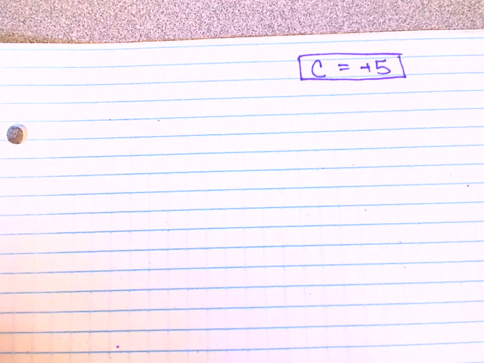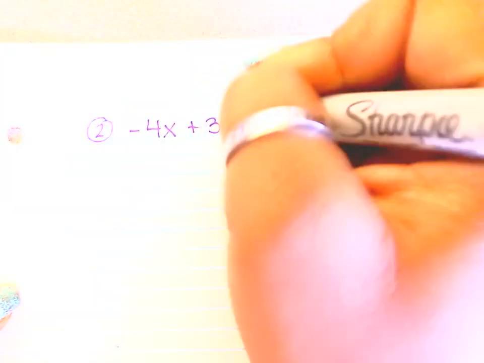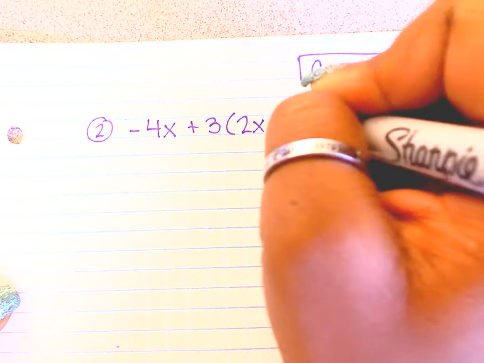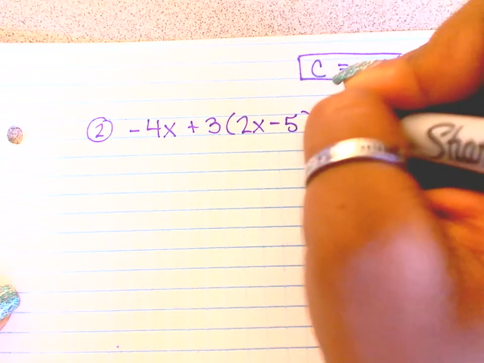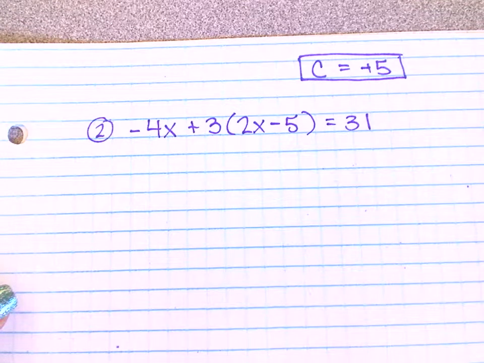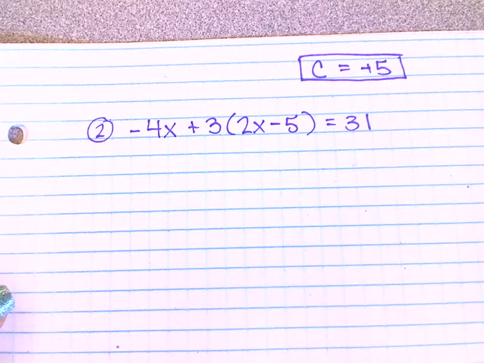Okay, let's try another one. Number 2. Negative 4x plus 3 times the quantity of 2x minus 5 equals 31. So now you're like, Miss Graham, that looks so complicated. No. Because when we combine like terms, we do that by distributing in this sense because there's a number next to parentheses. So in this case, we're going to be distributing. That's the first thing we're going to do.